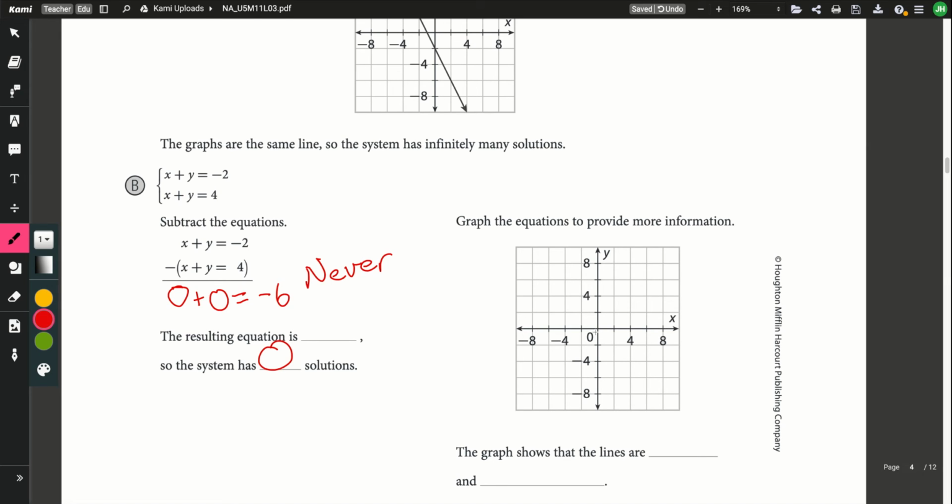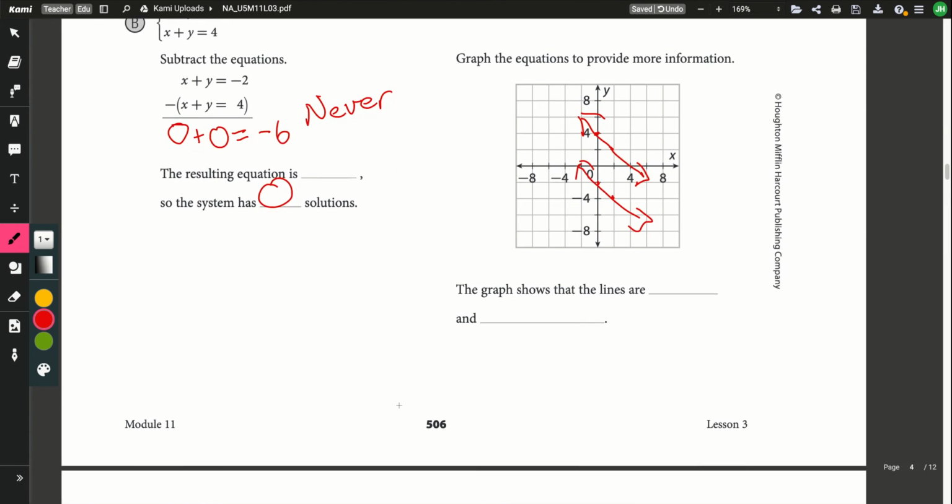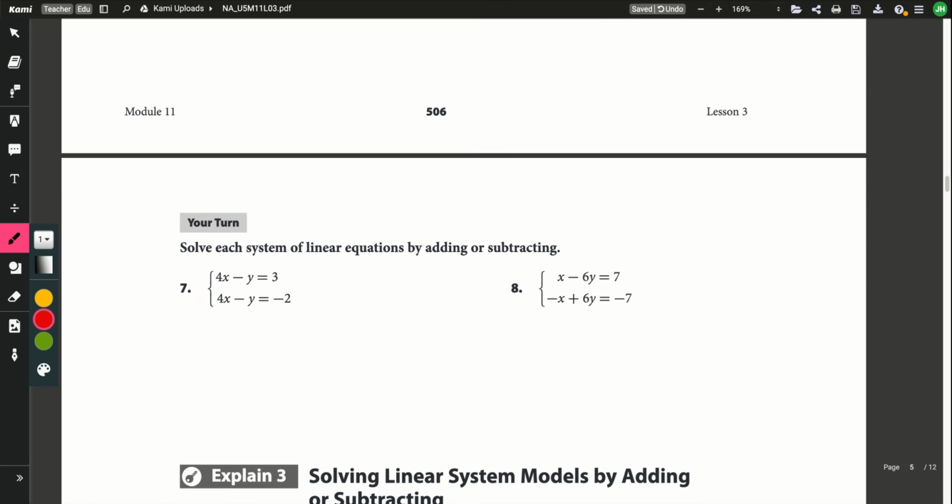That's y equals -1x minus 2. And then y equals -1x plus 4. These are parallel lines. They will never cross. So those special solutions, you can tell if you graph them, okay?